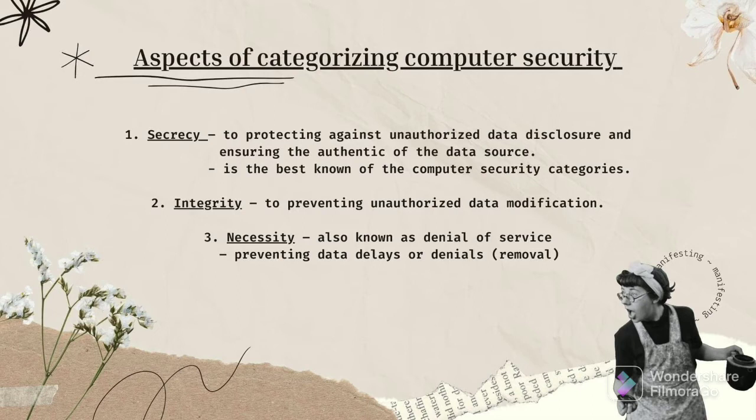The next is integrity. Integrity is preventing unauthorized data modification, which is the quality of being honest and having strong moral principles, moral uprightness. The last is necessity. Necessity is also known as denial of service. Necessity is preventing data delays or denials or removal. It is the fact of being required or indispensable.